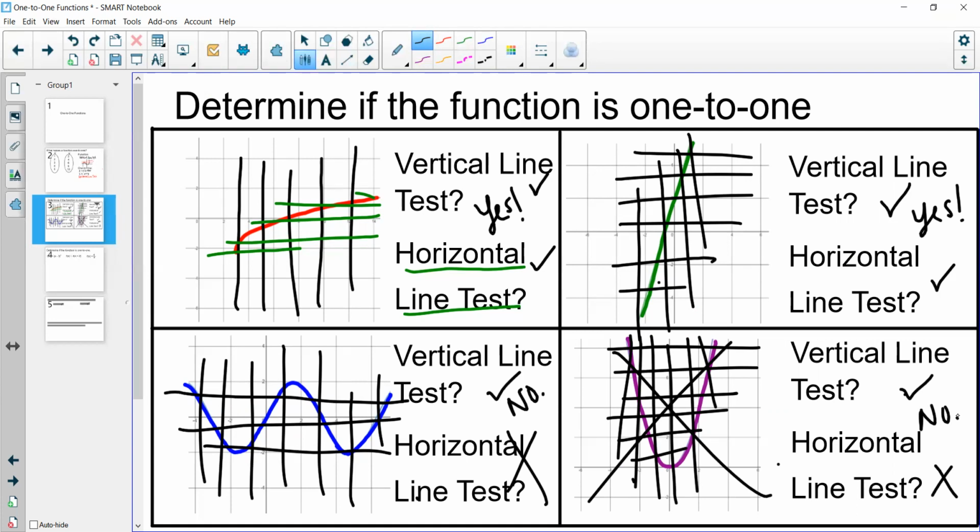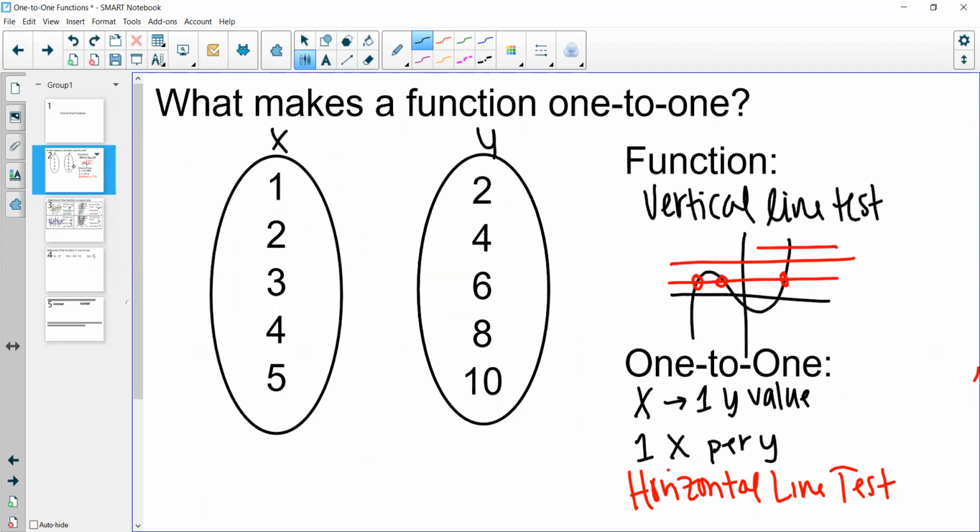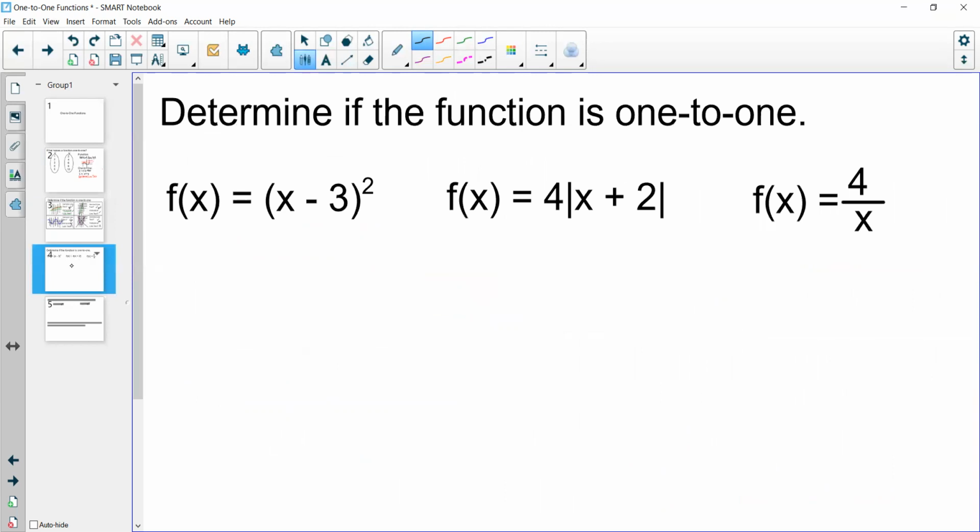If we are given a table of values, what we can do is similar to what we had here. We can check to see if every x value goes to exactly one y value and each y value is only connected to one x value. The other option that we have is sometimes we're going to be given functions, and we need to determine whether or not these functions are one-to-one.